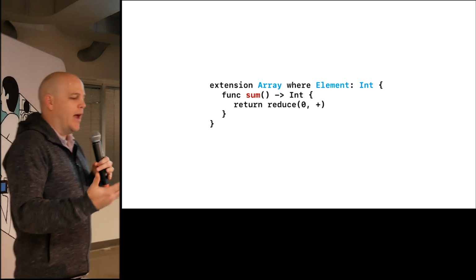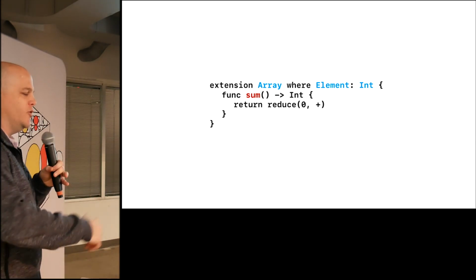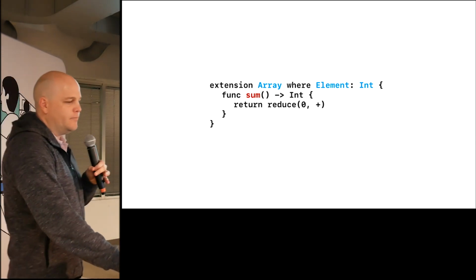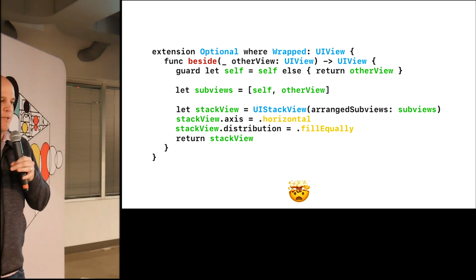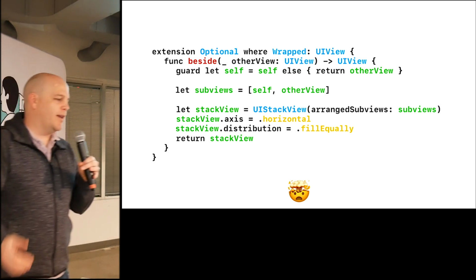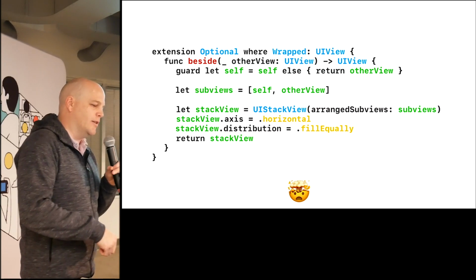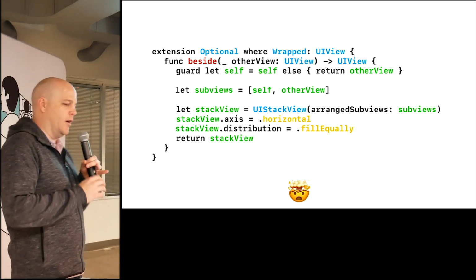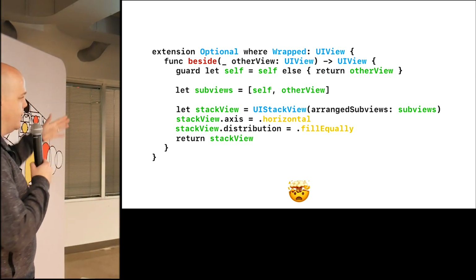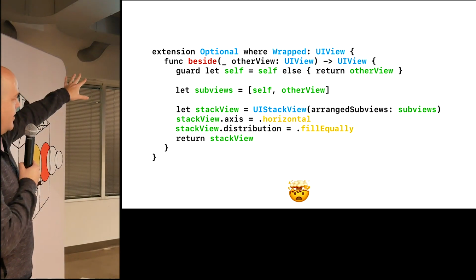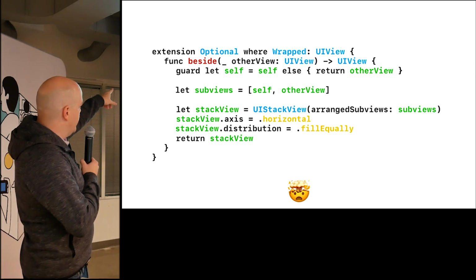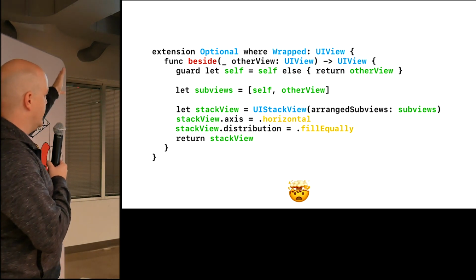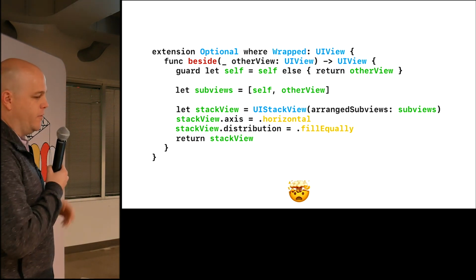But remember how Optional is an enum that is generic over a wrapped type? We can add conditional conformance to Optional where the wrapped type is UIView. So now we can encapsulate the optional binding logic such that when the first view is nil, we would just return the other view. So looking at this code, extending Optional where the wrapped type is UIView, and then we have a guard let. So if self is nil, then just return the other view.